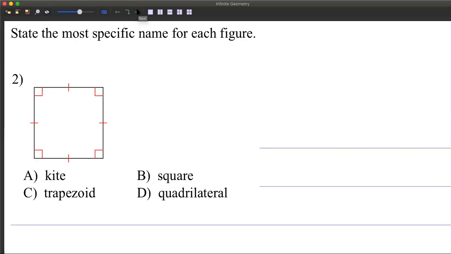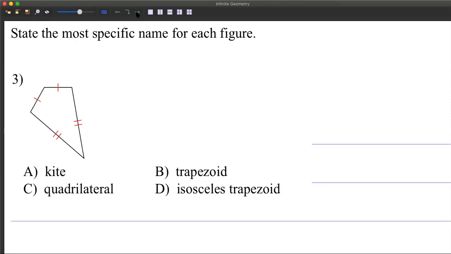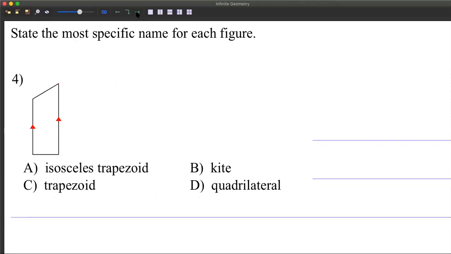Should be pretty straightforward. If you have 4 right angles and 4 congruent sides, of course this thing has to be a square, right? Is it a rectangle? Yeah, it is, but there's a more specific name for this, right? So anyway, you've got a bunch of these.